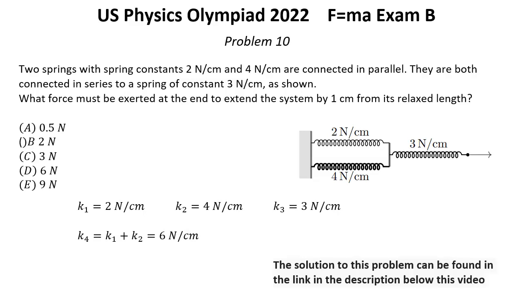per centimeter. And for the series connection of spring K3 and K4, we have an equivalent constant for the whole construction of 2 newtons per centimeter. It means that we have to exert force F equal to K delta X, which is 2 newtons. That's answer B, and that was the solution for problem number 10.